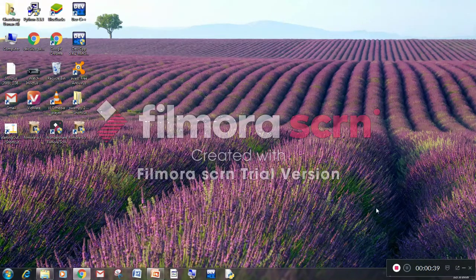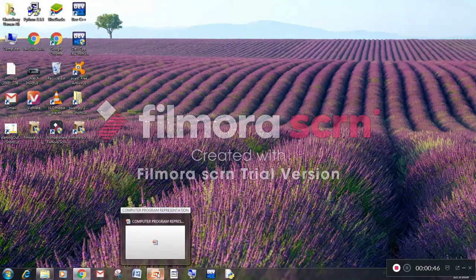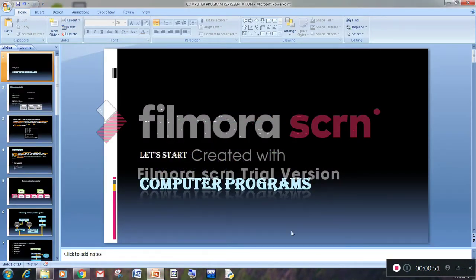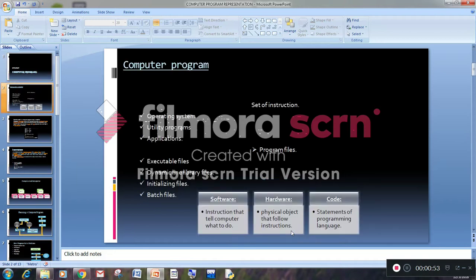Let's start our work. I prepared a presentation on computer programs that will be helpful for all of us. So let's start. What are computer programs? Basically, these are the instructions given to the computer to solve a particular problem. For example, when we are writing a program, we are giving instructions to the computer to do a certain task and solve a particular problem.